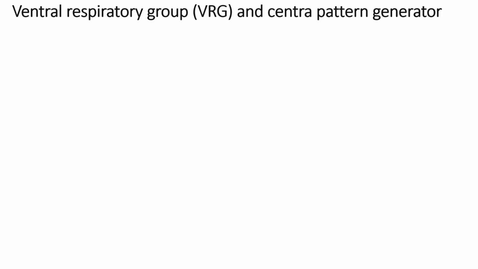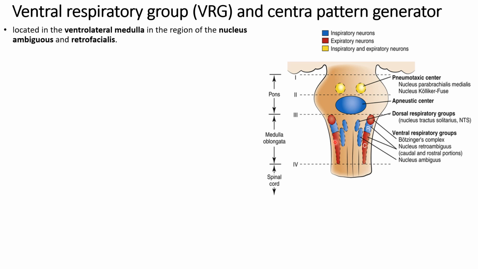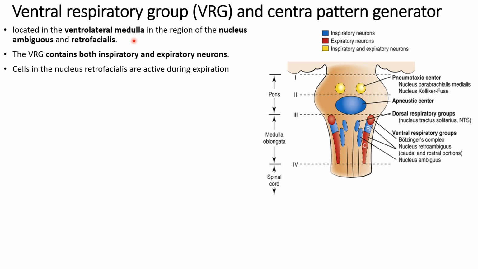Now we are going to learn about the ventral respiratory group of neurons and the central pattern generator. We have discussed this diagram, where this is the inspiratory neuron and this is the expiratory neuron. The ventral respiratory group contains both inspiratory and expiratory neurons. They are mainly situated in the nucleus ambiguus and the retrofacialis of the medulla oblongata. This contains inspiratory and expiratory neurons.